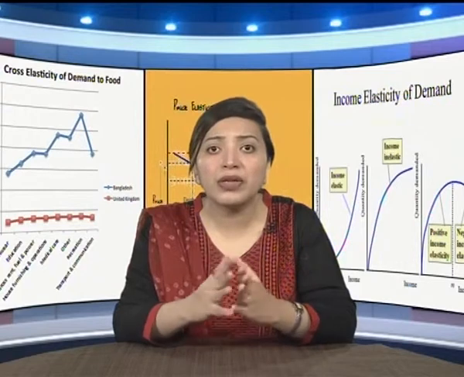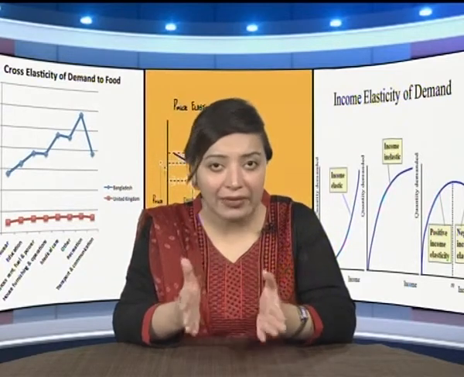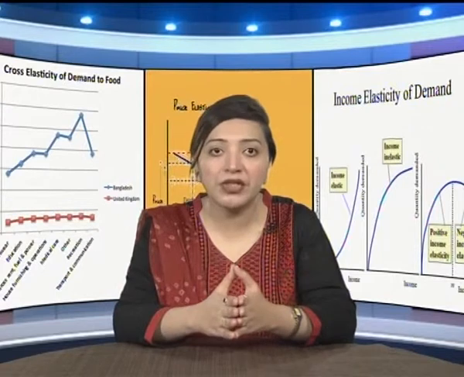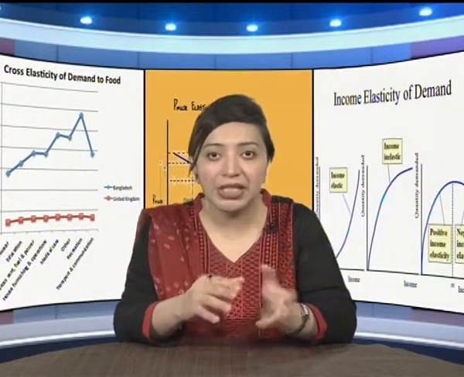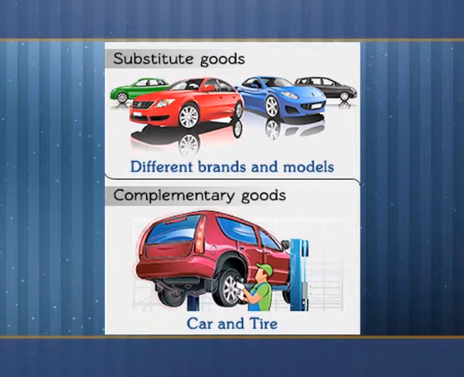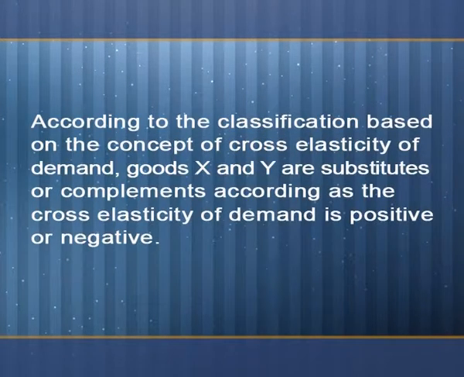Substitute goods are also known as competing goods, while when the two goods are complementary with each other, just as bread and butter, tea and milk, etc., the rise in price of one good brings about a decrease in demand for the other. Therefore, the cross elasticity of demand between the two complementary goods is negative. According to the classification based on the concept of cross elasticity of demand, goods X and Y are substitutes or complements according as the cross elasticity of demand is positive or negative.